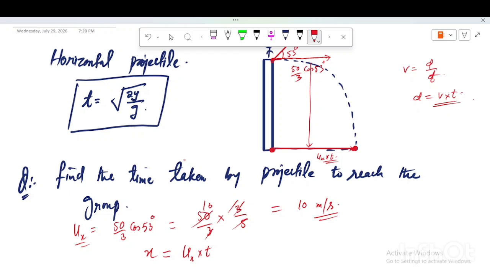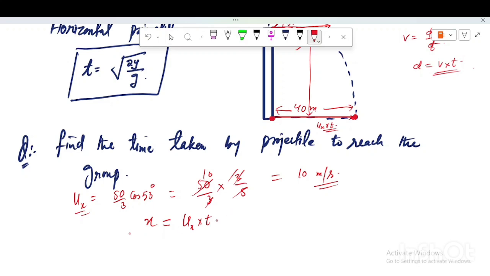x is given here. Let's suppose the displacement here is equal to 40 meter, that is given in the question. I forgot to write it initially. So we can calculate the time from here. 40 is equal to ux, and ux is 10, multiplied by t. Which implies t is 4 seconds.